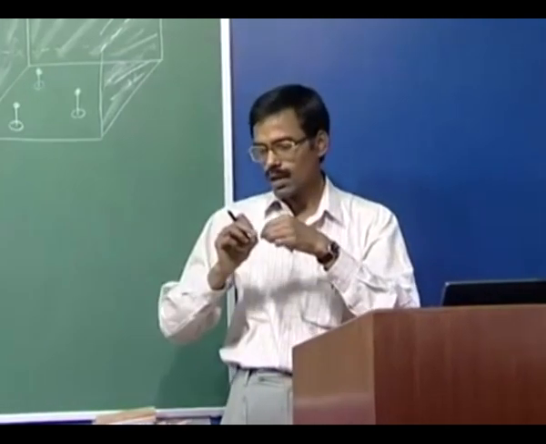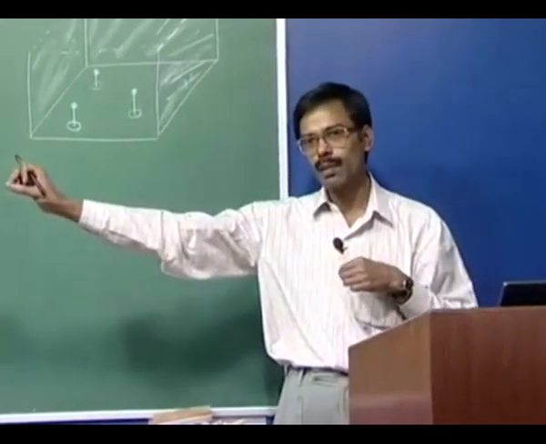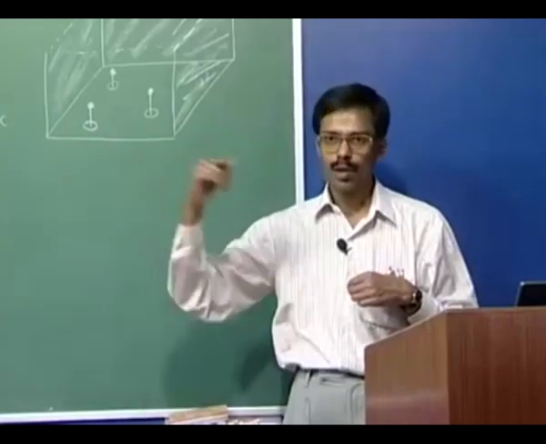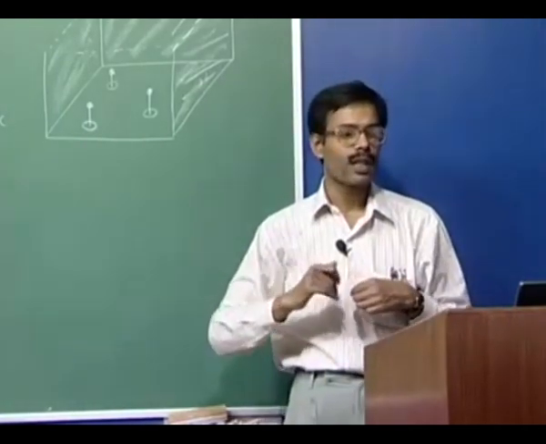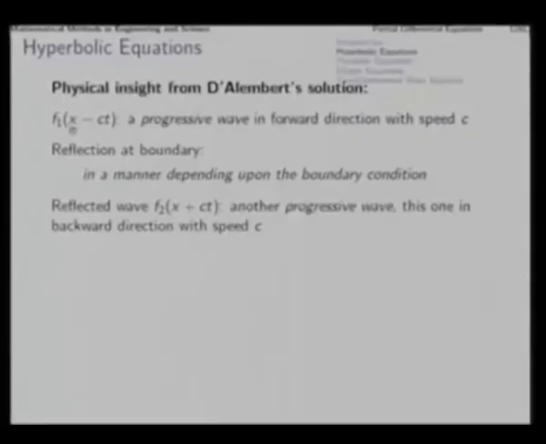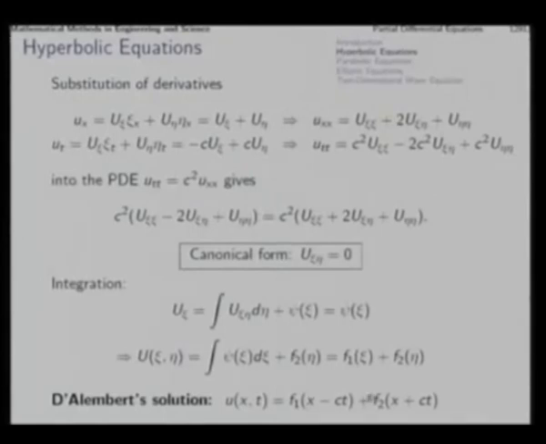And then as the progressive wave hits the boundary, then the wave is reflected, and the reflection of this wave will be f2 of x plus ct, and the superposition of these two solutions, these two progressive waves, one forward and one backward, will form the entire solution.